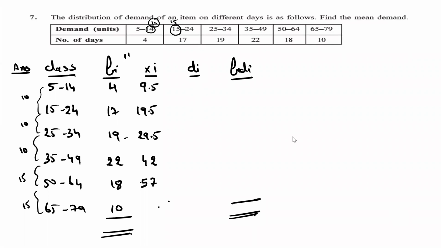65 plus 79 divided by 2. Divided by 2, it comes 72, right? Yes, sir. Okay. So now DI.